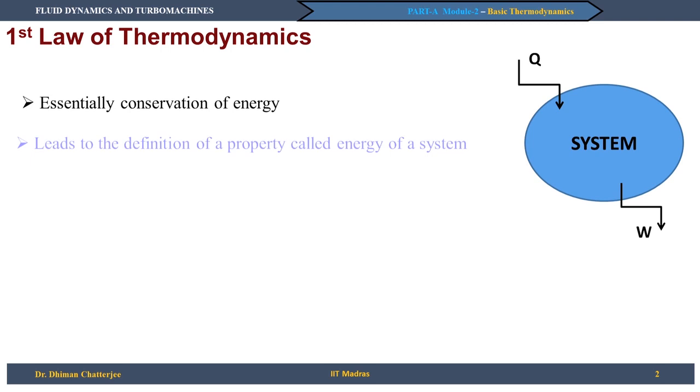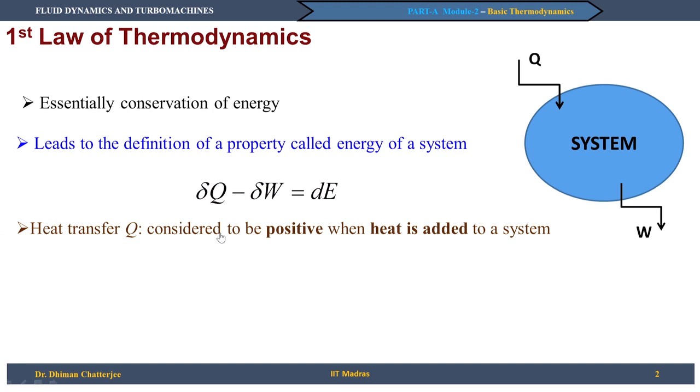So, the first law tells me that there is a property called energy of the system which will change as a result of the interaction of heat and work with the system, and we get the first law of thermodynamics: δQ minus δW equals dE. Q, as you have understood, is the heat transfer and W is the work done. There is a sign convention.